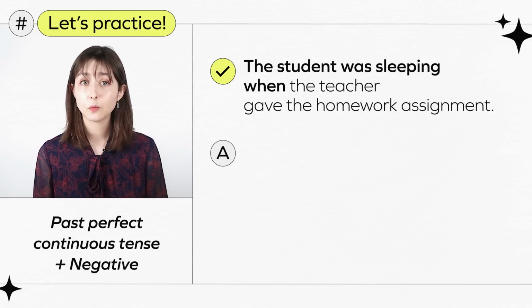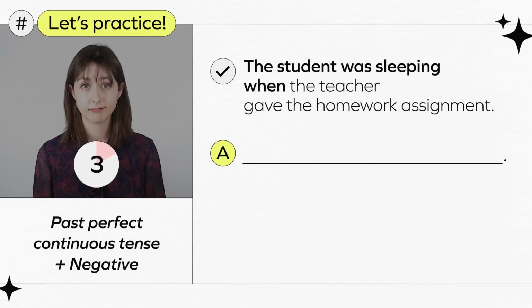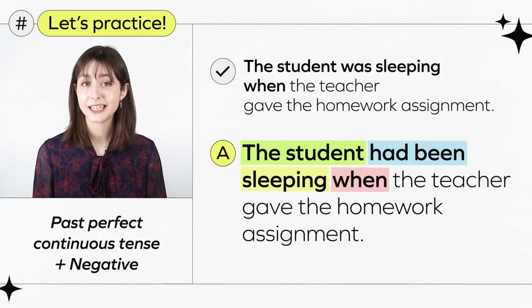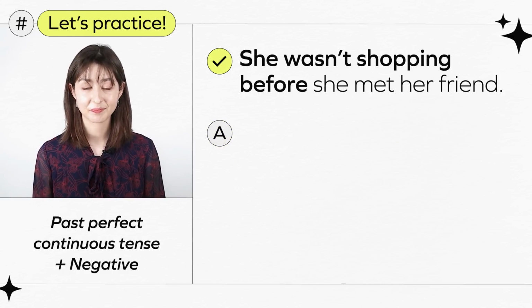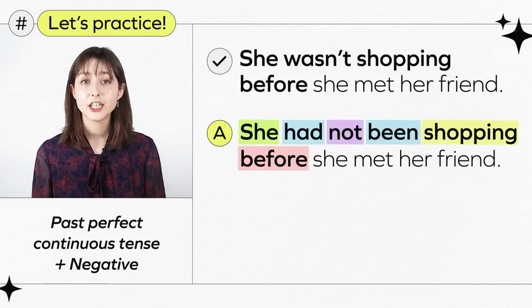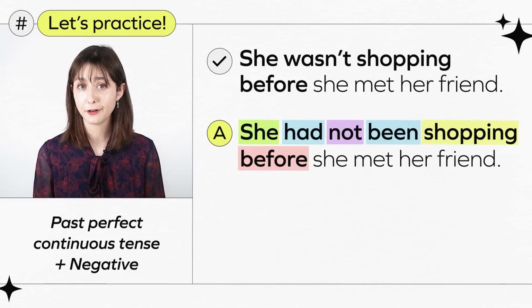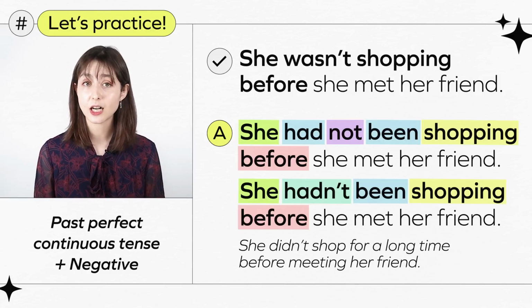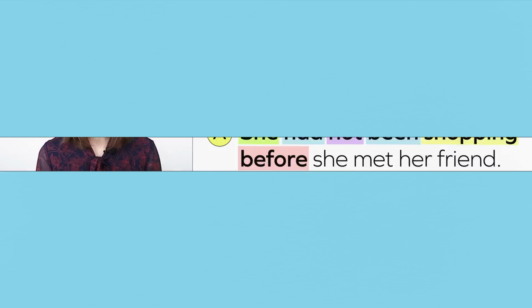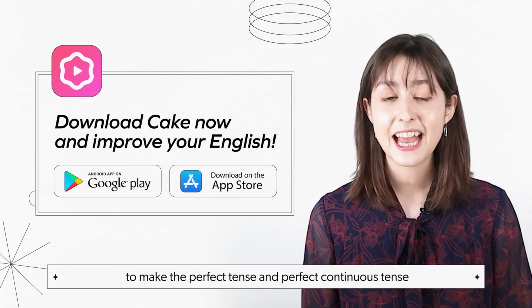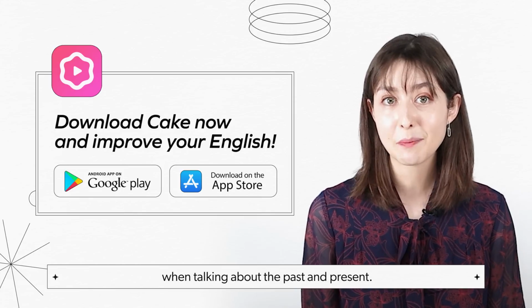The student was sleeping when the teacher gave the homework assignment. The student had been sleeping when the teacher gave the homework assignment. She wasn't shopping before she met her friend. She had not been shopping before she met her friend. She hadn't been shopping before she met her friend. This means she didn't shop for a long time before meeting her friend. Now you know how to use have as an auxiliary verb to make the perfect tense and perfect continuous tense when talking about the past and present.